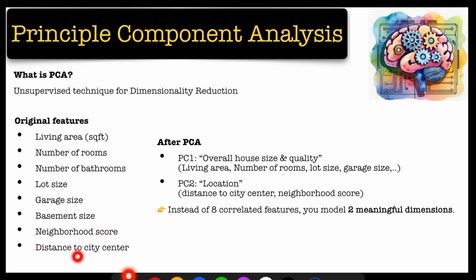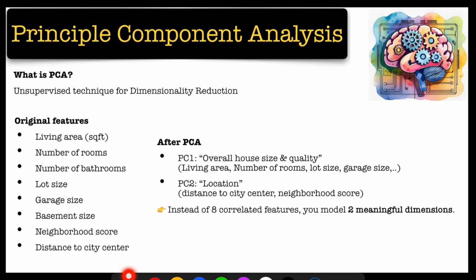Now, there are lots of features in this data set, and if you see living area, number of rooms, number of bathrooms, lot size, garage size, basement size, all this is kind of related. This talks about the overall house size and quality. If you see neighborhood score and distance to city center, it talks about the location of the house. So instead of having these 8 correlated features, we can have 1 or 2 meaningful features. So that's when we'll apply PCA, or principal component analysis.